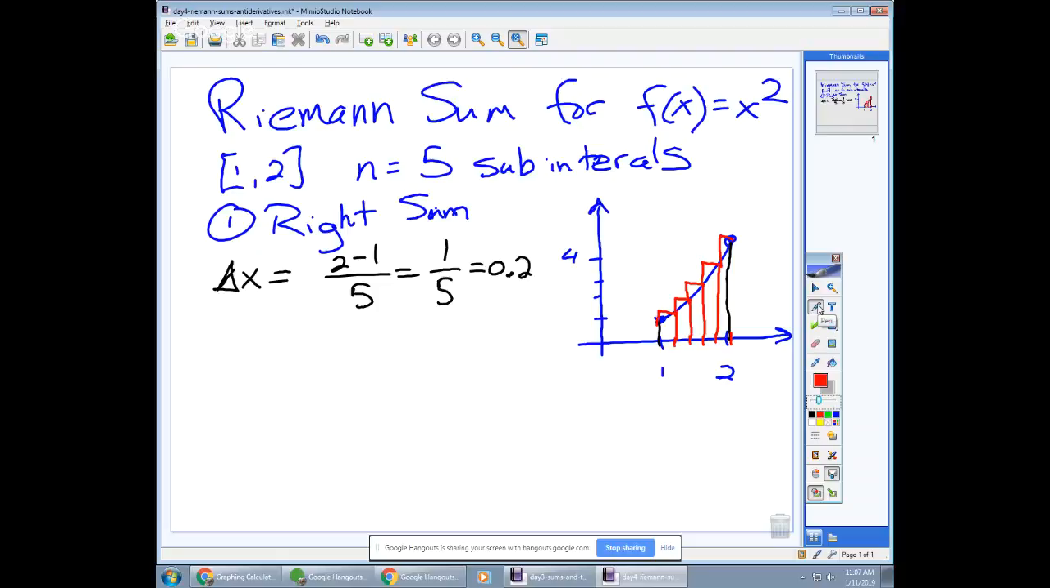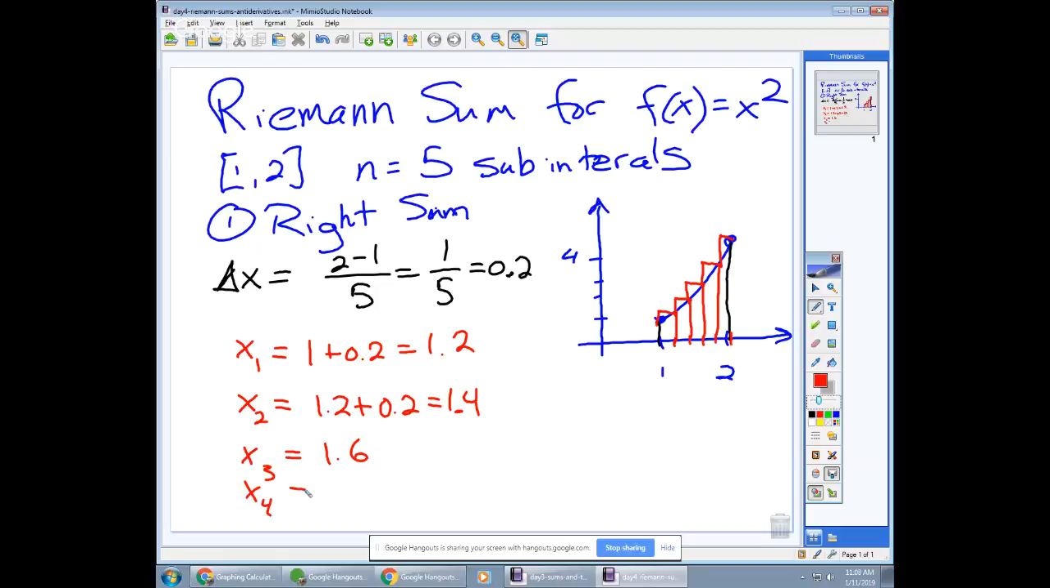All right, so I'm jumping each time by 0.2. The first x value that I want to use, x1, is going to be 1 plus 0.2, which is just 1.2. The second x value would be adding another 0.2 to that, which is 1.4. I'm trying to find a pattern as I go here, because I'm going to need to write it down more generally in a minute. I'm just going to write the answer now. The next one's going to be 1.6. x4 is 1.8. And x5 is just going to be 2 or 2.0.